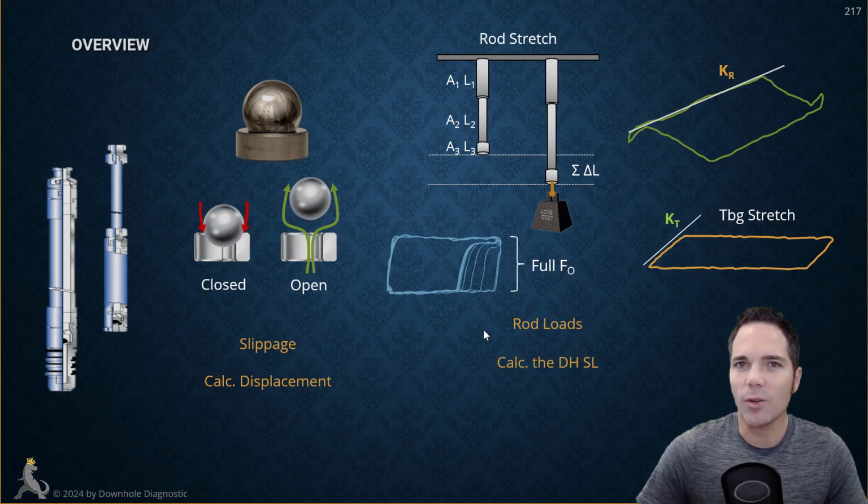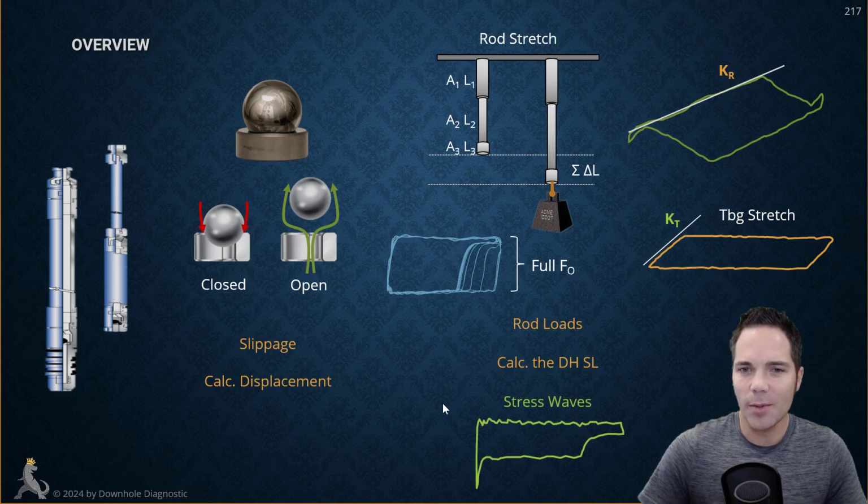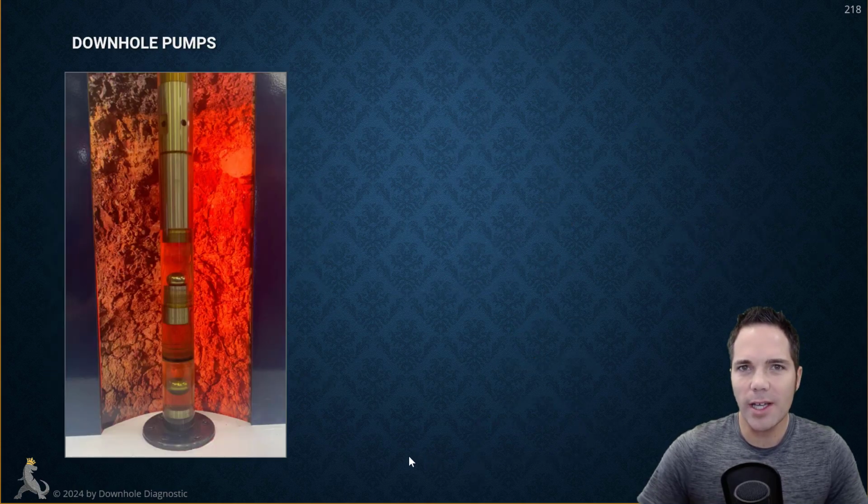Then we're going to quickly look at rod loads in the system. We'll go into more detail in the second dynamometer section on this. We're going to calculate the downhole stroke length. It's very important to understand what factors go into it. And then we're going to look at stress waves. If you have an impact like this tag traveling up and down the rod string, we'll see how those stress waves interact and move up and come back down, kind of like repeats on a fluid level shot. So let's jump in.